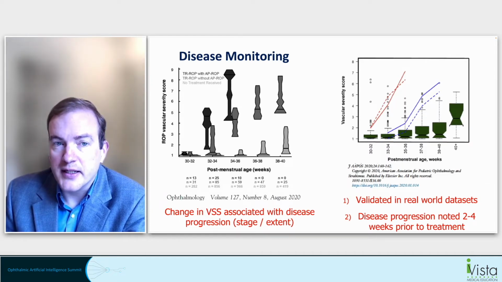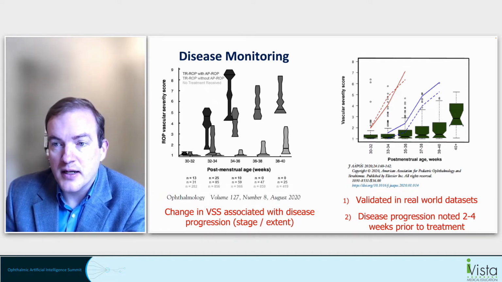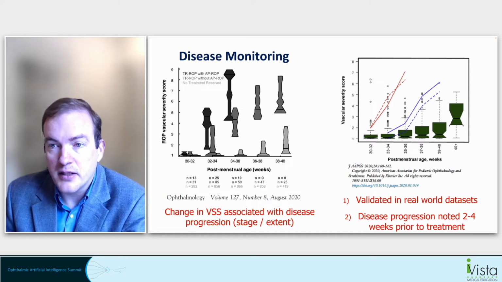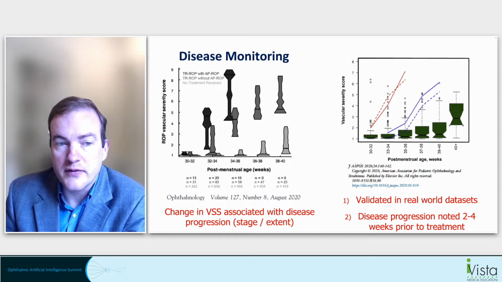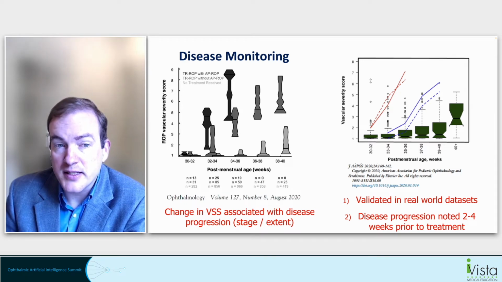Once you have objective diagnosis, you can also monitor disease. So in the same way that we're now spoiled by using OCT to identify is macular disease getting worse, getting better, how's my treatment interval, all of this other stuff, we can use AI to identify whether a baby with ROP is progressing. Is the stage getting worse? Is the extent of disease getting worse?